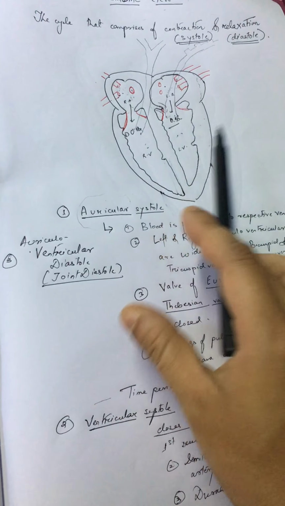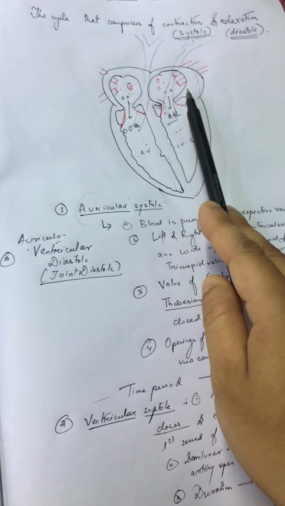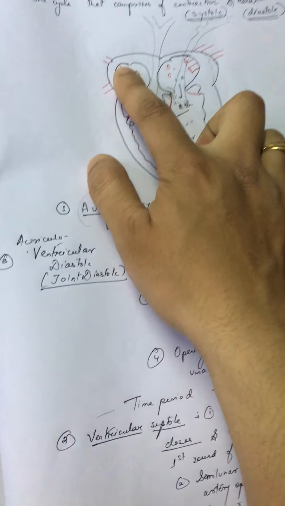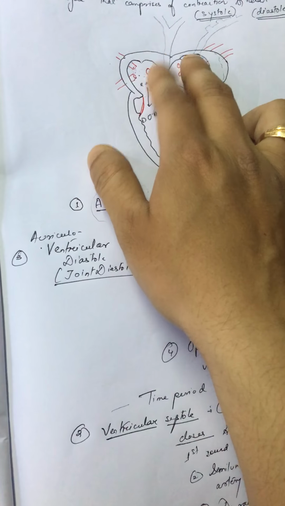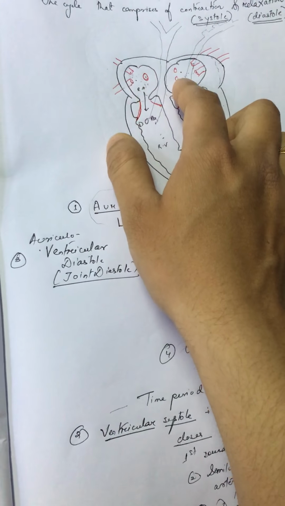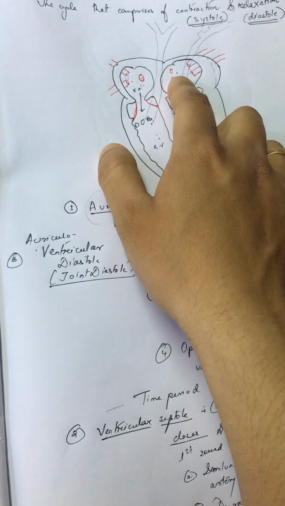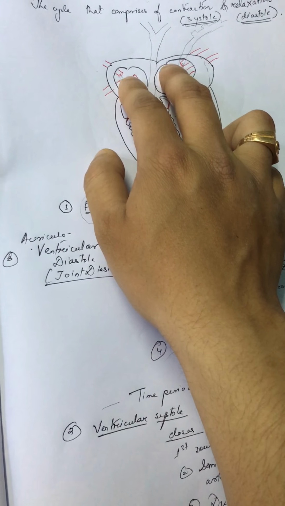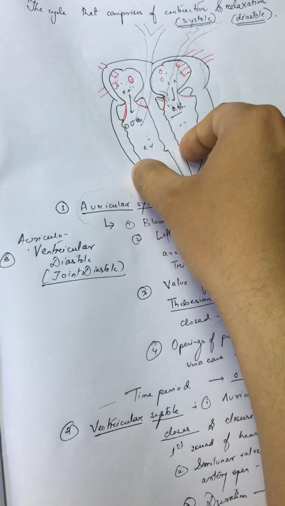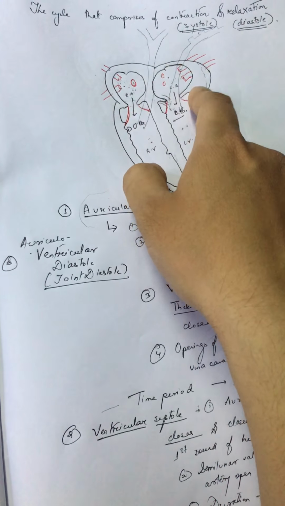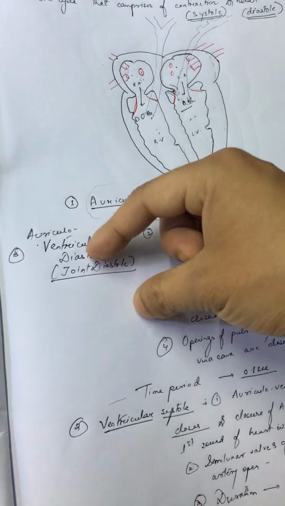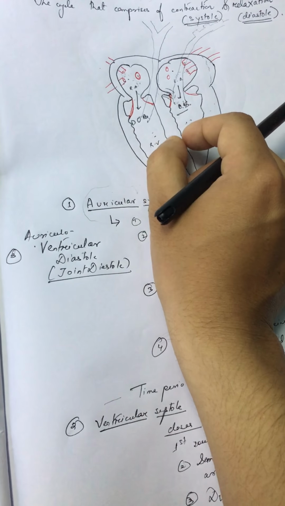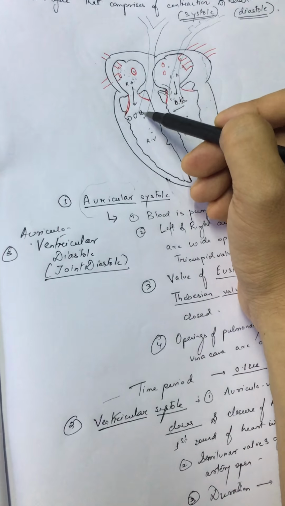When the ventricles contract, the auricles are already at relaxed position, but after the ventricles contract, when the blood starts to fill these auricles, that means when the blood starts to come to the auricles again, at that time the auricles will be at relaxed position and the ventricles will also be at relaxed position. When the auricles and the ventricles are both relaxed, it is called joint diastole.